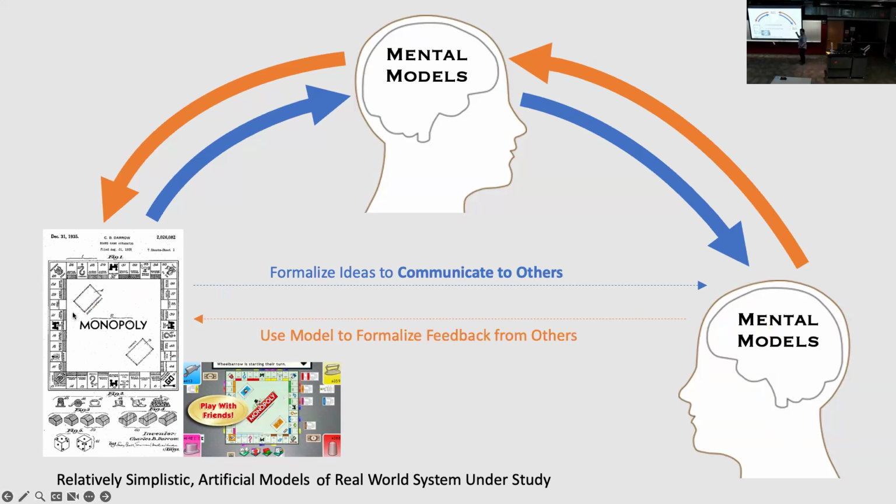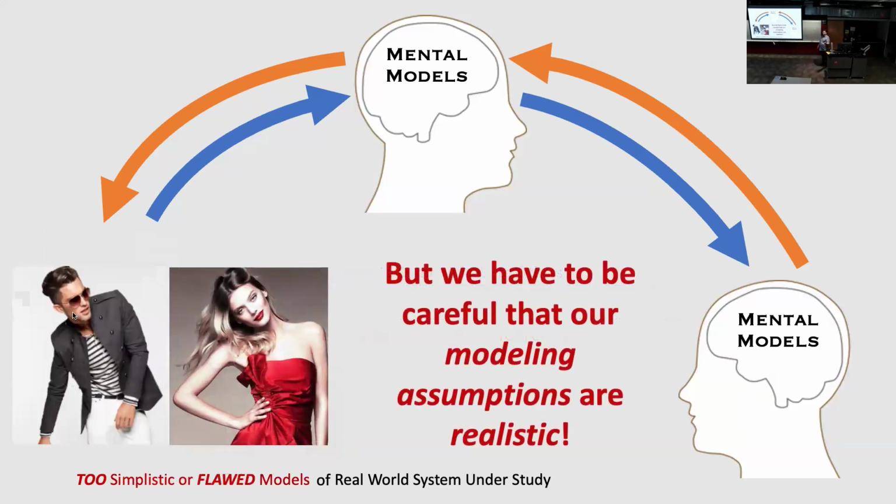And then using your model as a touch point, as a boundary object, as something that brings us together, I now also have a way to talk to you about my objections to your model, or what I think you should include or shouldn't include. So simplistic models help bring people together in the modeling process as well, which is another reason why we like to make them simple. We just have to make sure that our modeling assumptions are realistic.